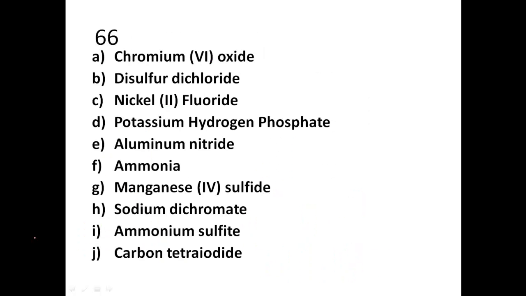Number 66. I assume here we're supposed to write the formula for these. And so chromium, Roman numeral 6, oxide. So I'm going to write that up here, chromium, oxide. Of course, oxide has a charge of 2 minus, and this chromium is 6 plus.